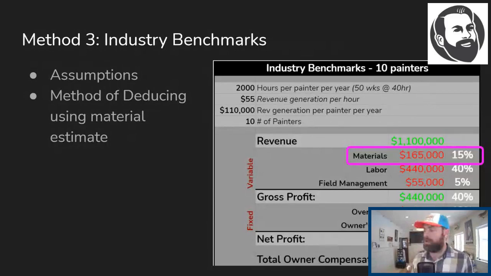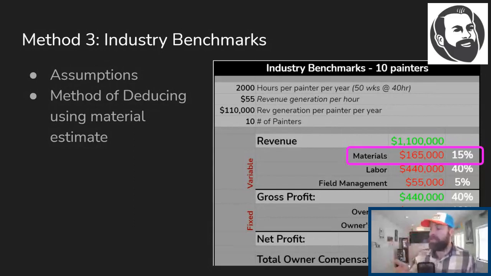Typically, when I look into businesses, when we compare finances and profit and loss, generally, most painting companies can stick to about 15% of revenue for materials and 40% for labor. Those are the two big things that go into job costing.